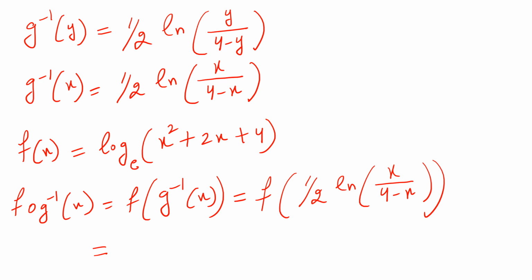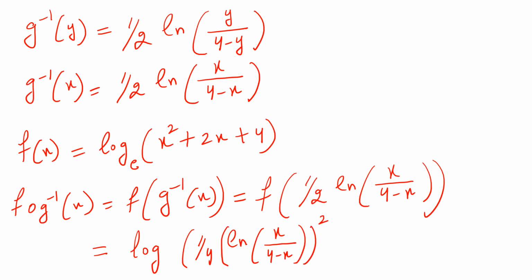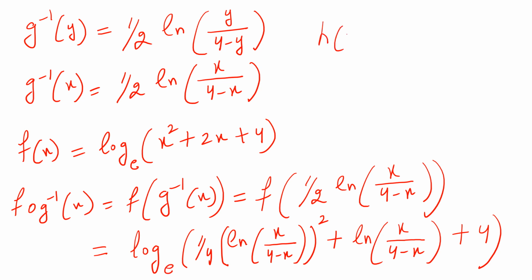So now it becomes log of (1 upon 4 into log natural of x upon (4 minus x)) whole square plus log natural of x upon (4 minus x) plus 4, to the base e. Now students, I am calling this function f of g inverse x as h of x. Now we move further.